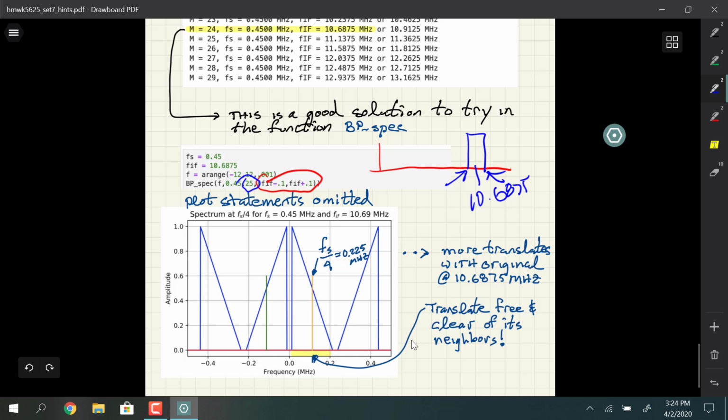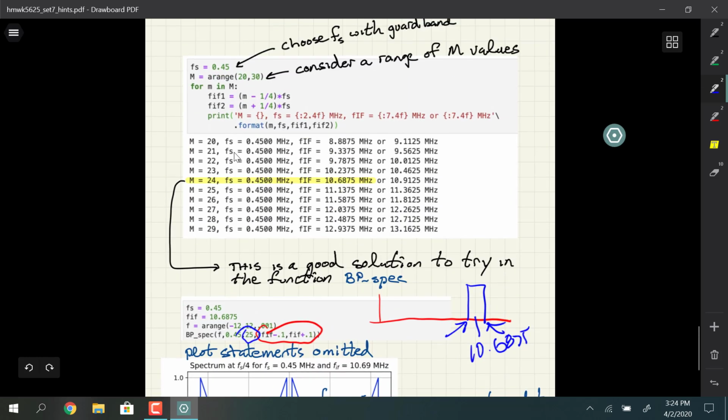So this is good. If you wanted to try another value, which I'm asking you to do, which you have to do from the homework, just pick a different value. Pick 0.5, let's say. You'll have a bigger guard band, and the larger you make the sampling rate, the lower the undersampling factor will be. You won't be able to get by with 24.